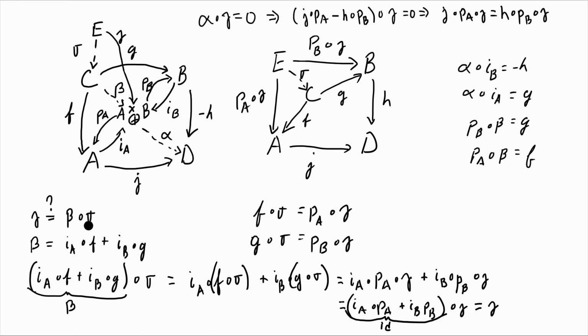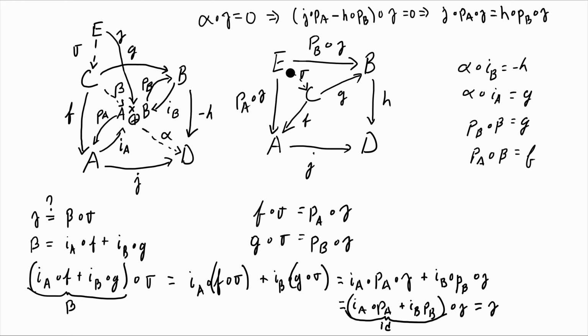beta of sigma is indeed going to be gamma. So if we precompose sigma to this, and then put it through the addition, we have IA of F of sigma plus IB of G of sigma. Then we're going to use the fact that F of sigma is actually equal to PA of gamma right here.